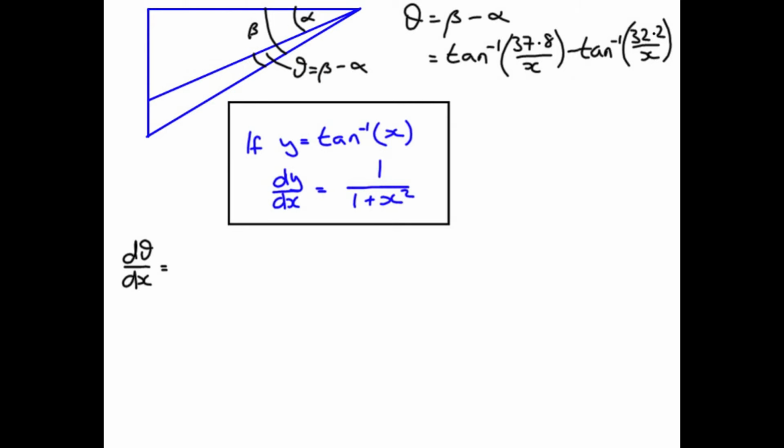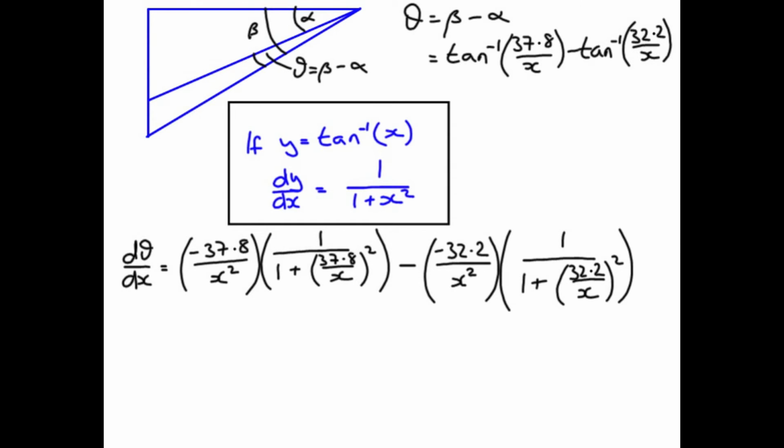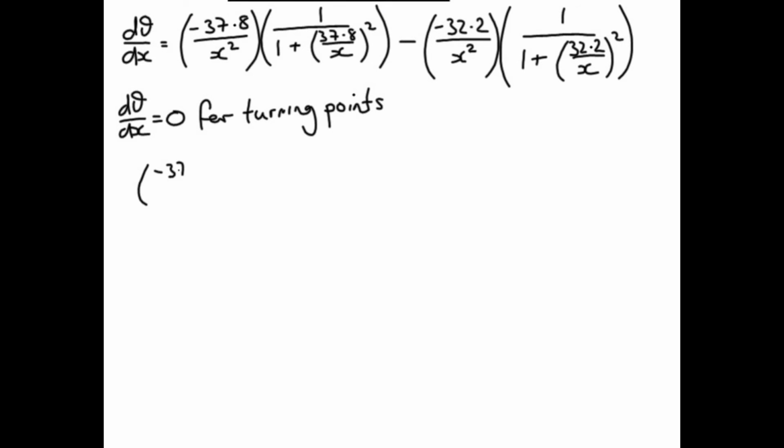We need to know that tan to the minus 1 x differentiates to 1 over 1 plus x squared. When we differentiate, if we put the differential equal to 0, we can find the maximum points. Now the differentiating isn't as easy as all that. You need to use the chain rule a little bit here and there, but if you do, then eventually you'll end up with this equation.